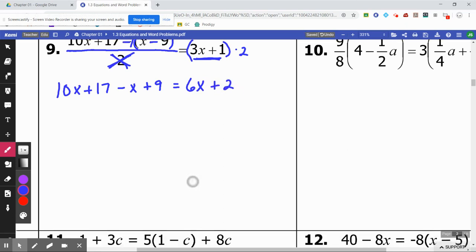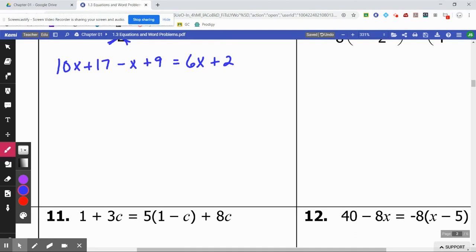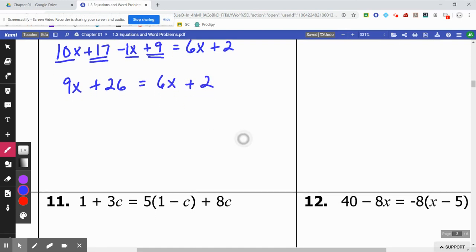Now, step number 2 in our list is we always combine like terms that are on the same side. I'm not moving anything. So the 10x and the negative 1x, I'm just putting together. 10x minus 1x is 9x. A positive 17 and a positive 9 is a positive 26. Nothing got moved from one side to the other side, so I changed absolutely no signs.